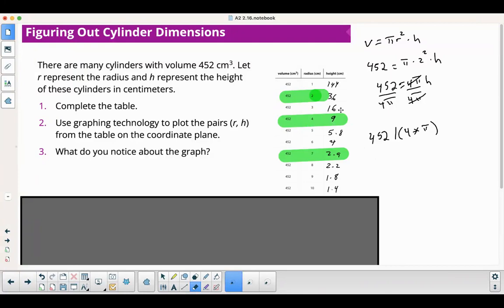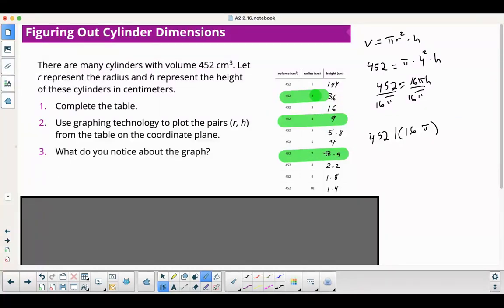If I go down here, my radius is 4. So everything stays the same. I just change my radius to 4. So I'm going to erase and kind of do the same thing here. So my radius was 4 squared. So that would be 16 times pi times h. So when I divide by 16 pi, that should give me my height that goes with that radius. So I'm going to divide by 16 pi. Make sure you put in parentheses. And I get 8.99, which is where I got the 9 right there.